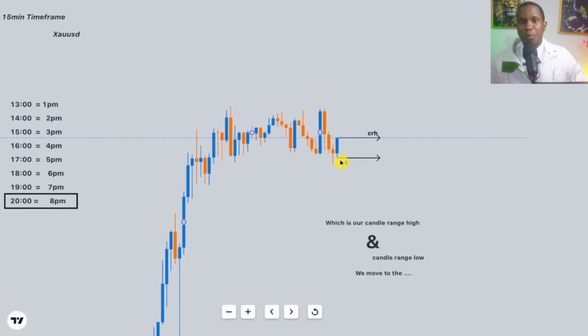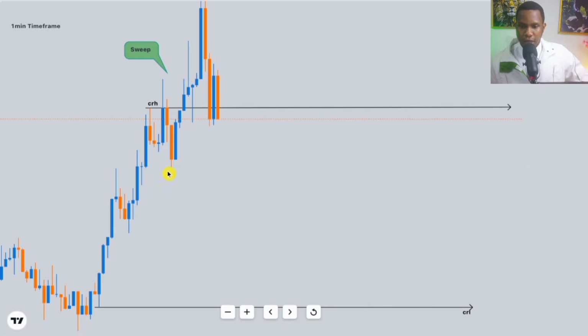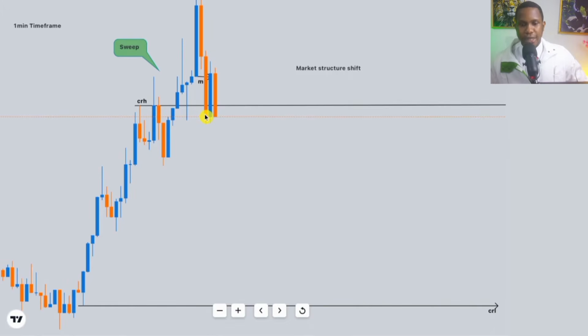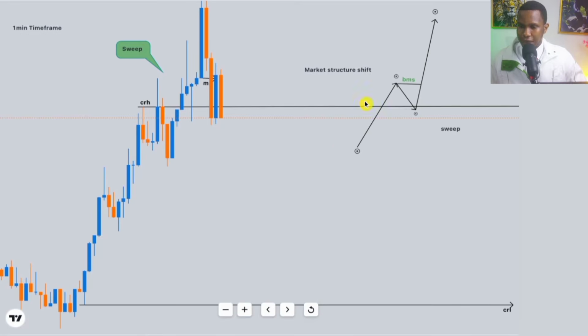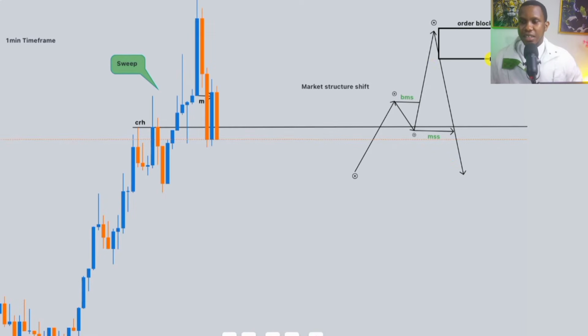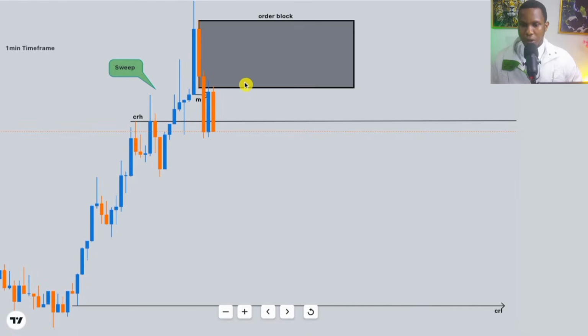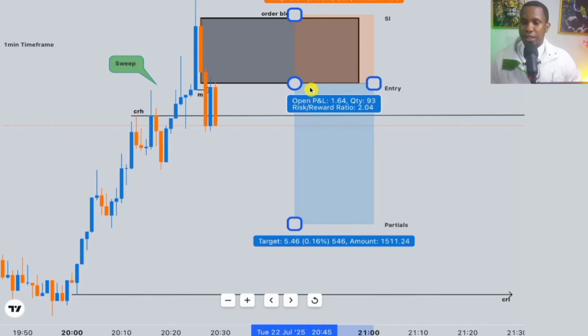Then we move to the 1 minute time frame. We need only 2 things from this 1 minute time frame: a sweep and what? A market structure shift, guys. And if you look at it, this confirms our market structure framework we've been talking about: a sweep and a market structure shift. Then we mark out our valid order block, make our entry here, and put the stop loss above the order block level. We target a 1:2 risk to reward ratio for partials, and we target the next draw on liquidity as full take profit, guys. Let's see how the trade unfolds.